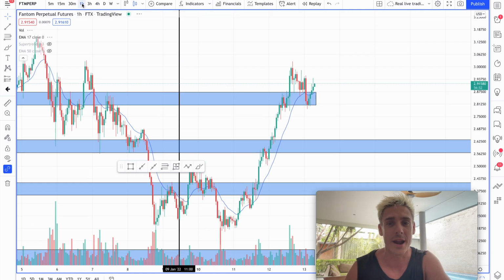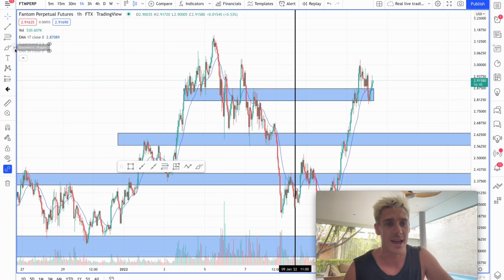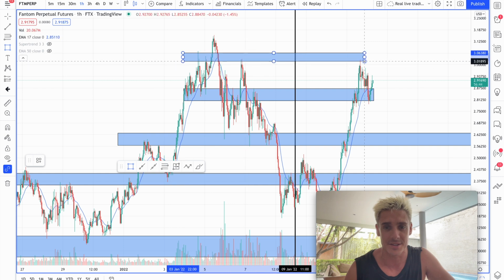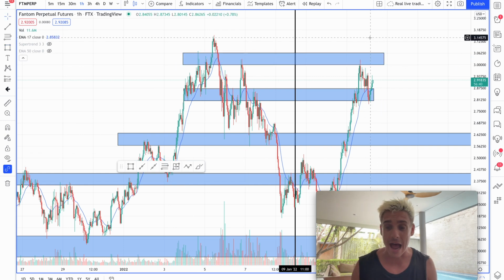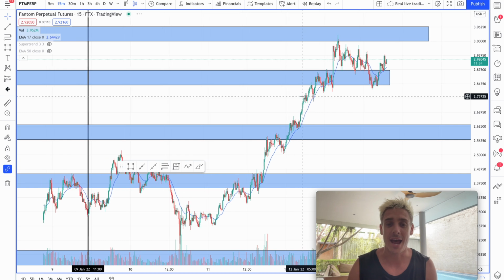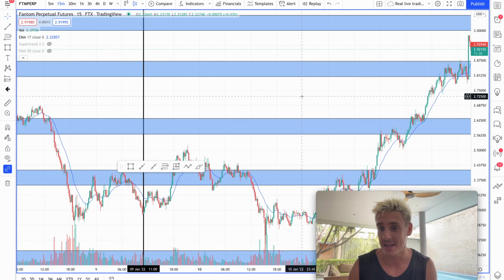Then I go to the 1-hour time frame and see if there's something else. Actually, as I'm looking at this, I could be anticipating that there's something in here. So this is what we do on the higher time frames. And then we zoom in to the 15-minute time frame, and we wait for the entry signal. And that's it. It's super simple.